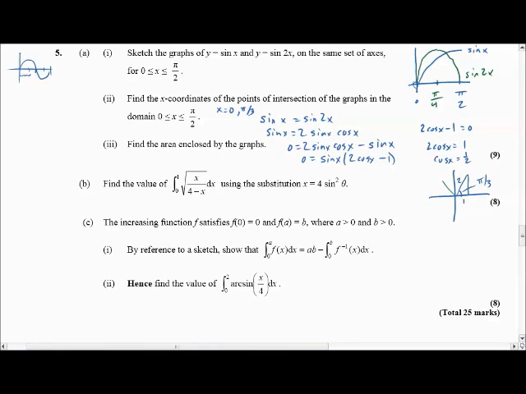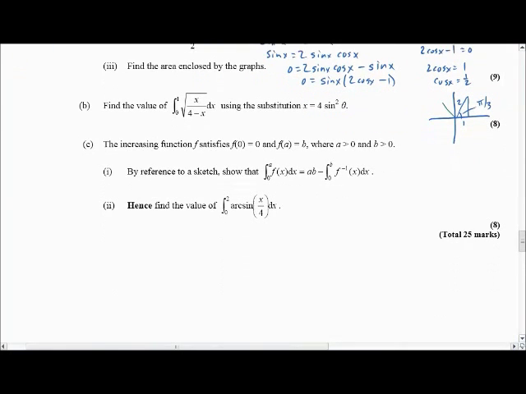Find the value of the integral from 0 to 1 of the square root of x over 4 minus x dx using the substitution x equals 4 sine squared of theta. What does that have to do with the stuff up above? Nothing! I think they're just kind of throwing a bunch of stuff at us.